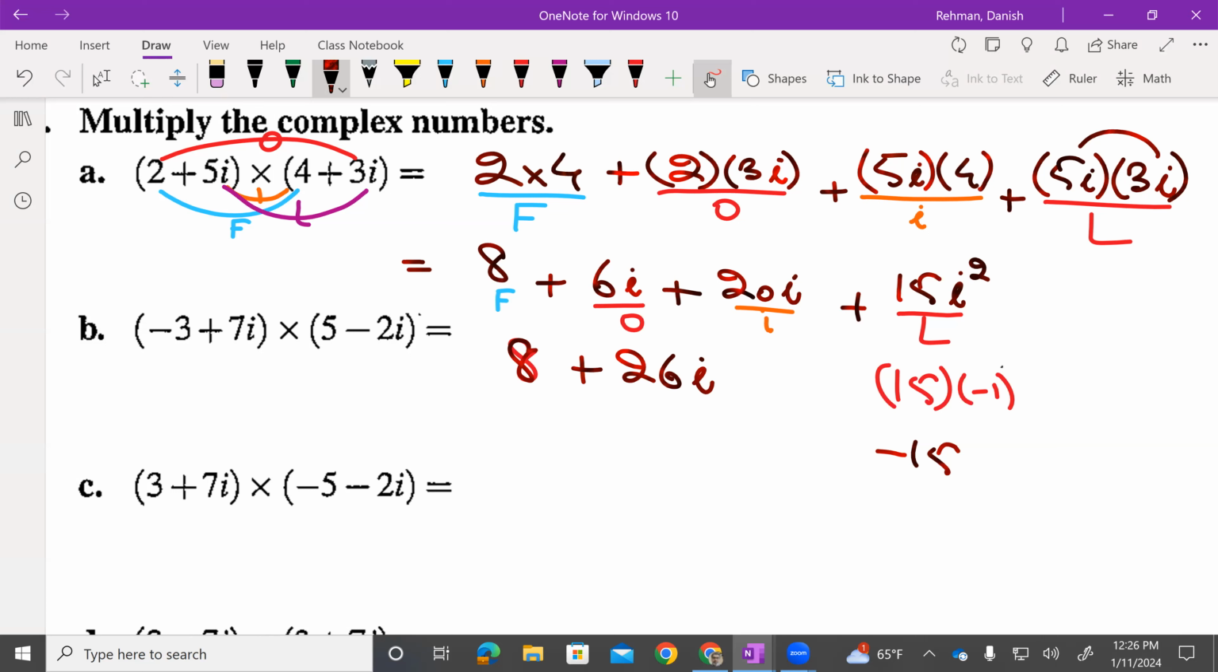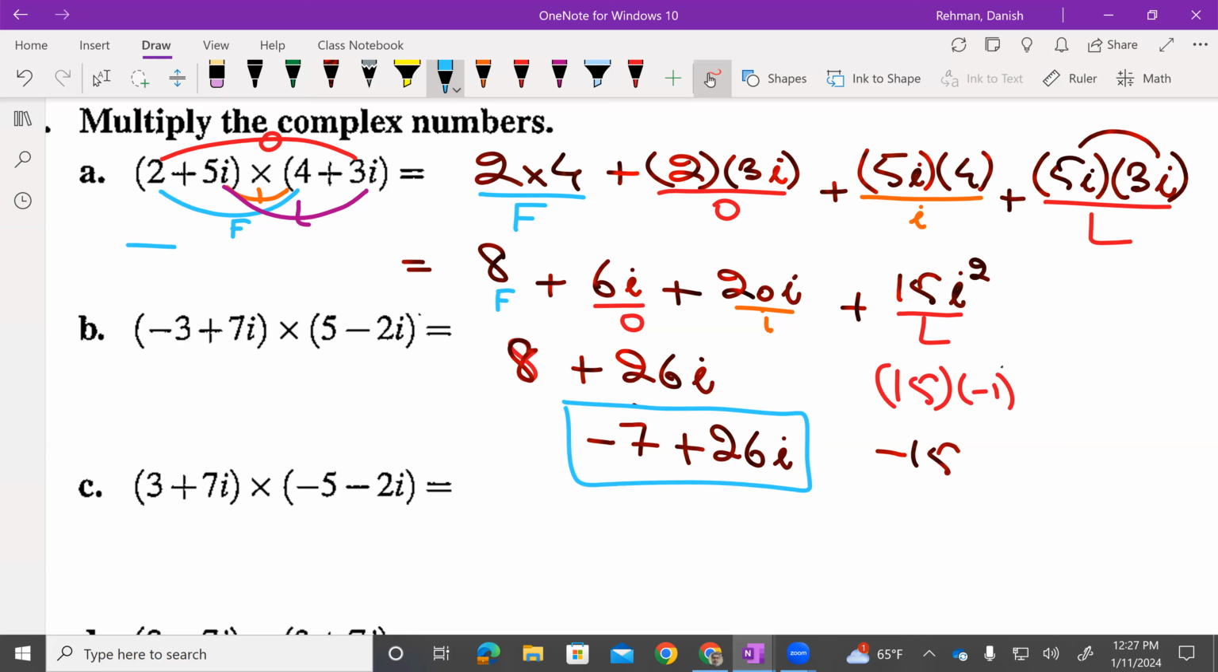Okay. Now, 8 plus 26i. 8 and minus 15 are both without an i, so we will add those together. That will become -7 plus 26i. So this final thing is my answer for the question that we have here. Two complex numbers multiplied, and our final result is also one complex number.